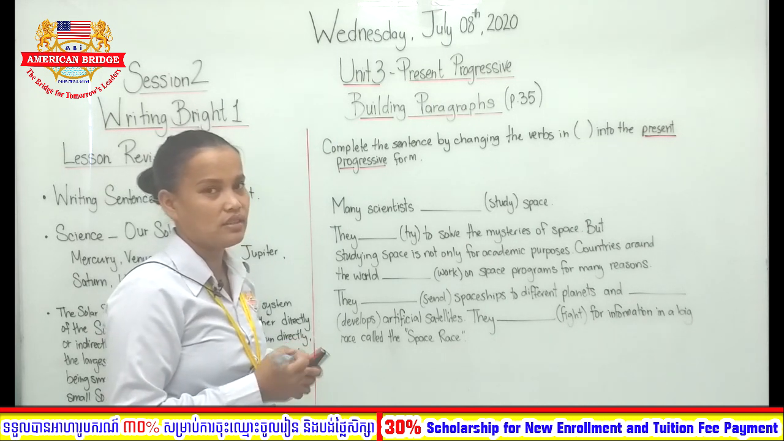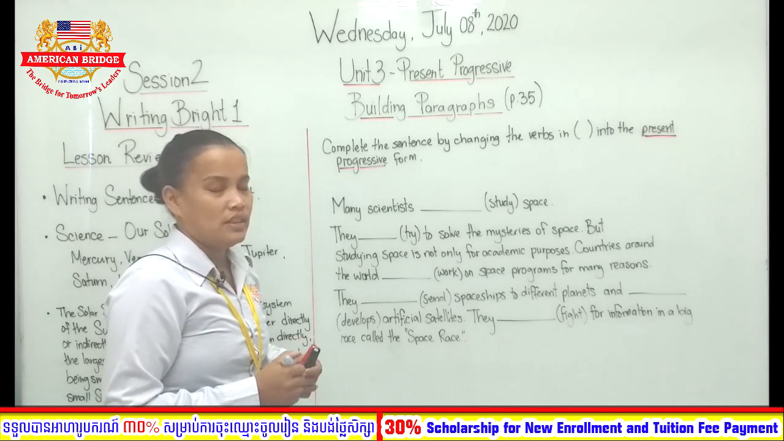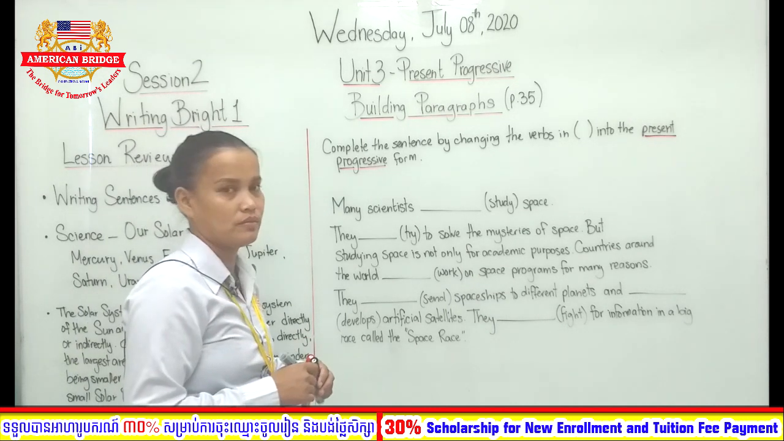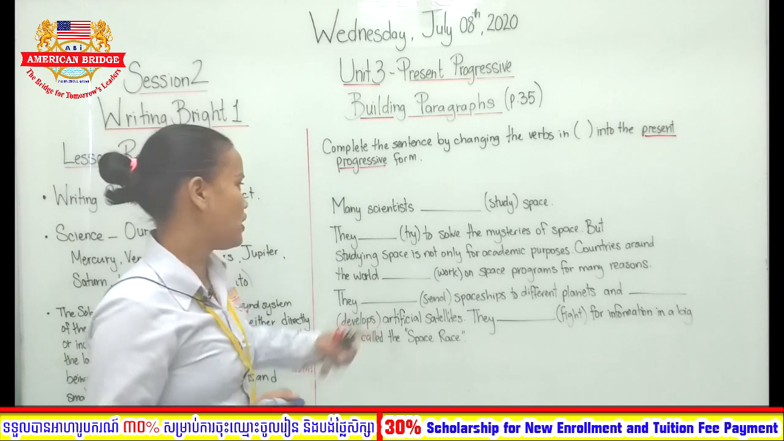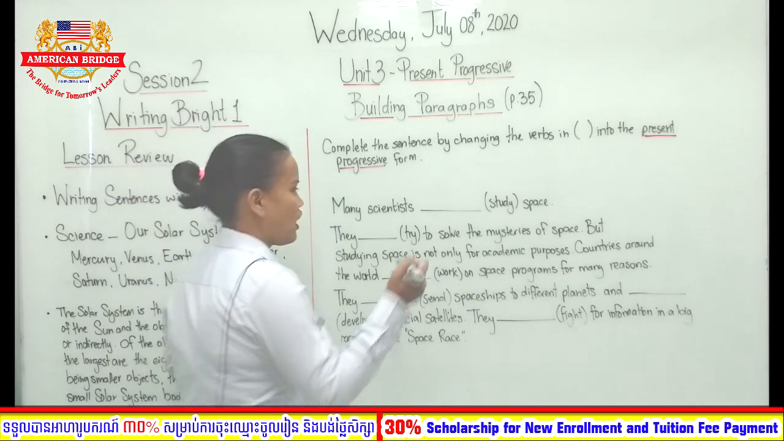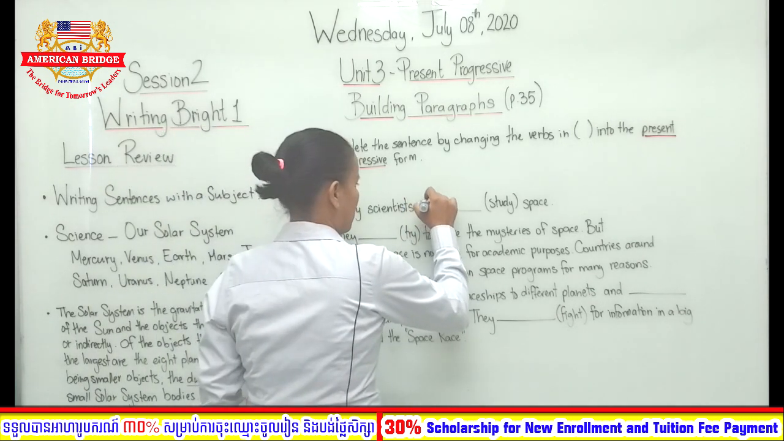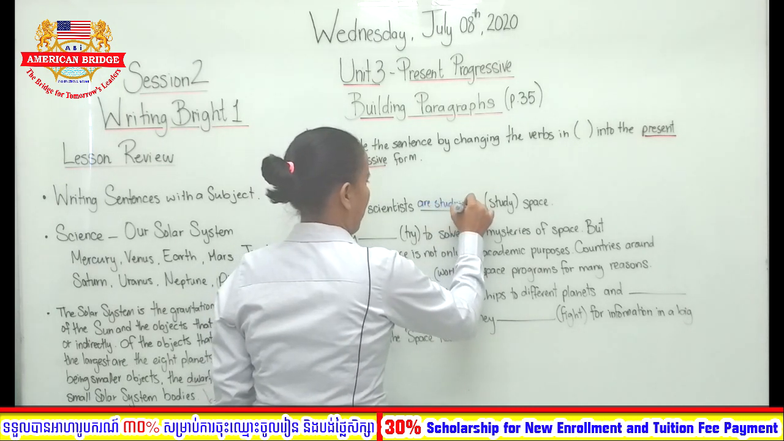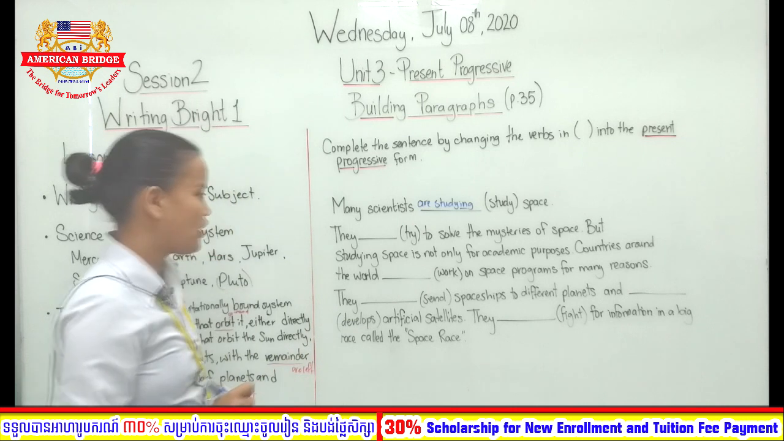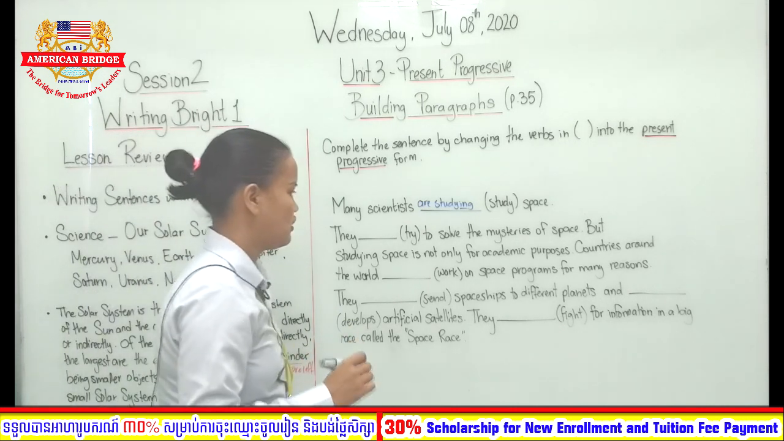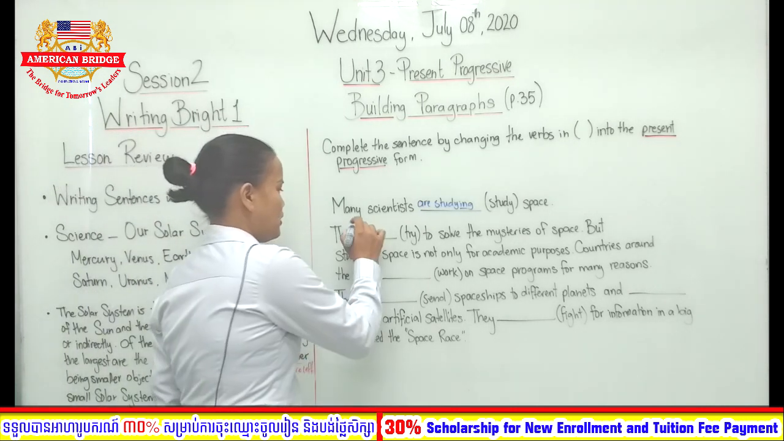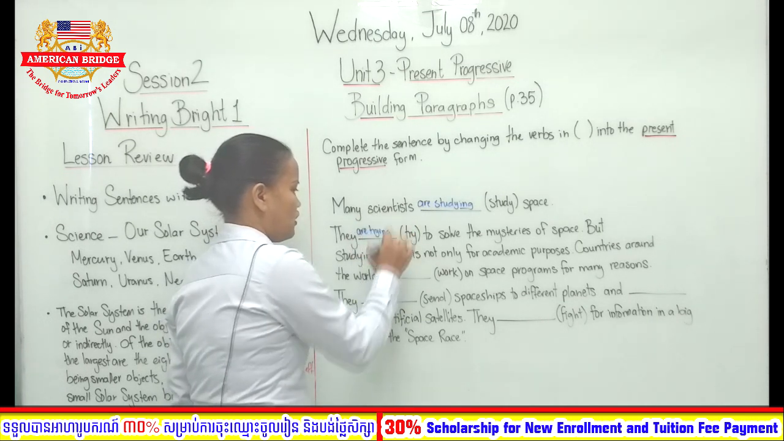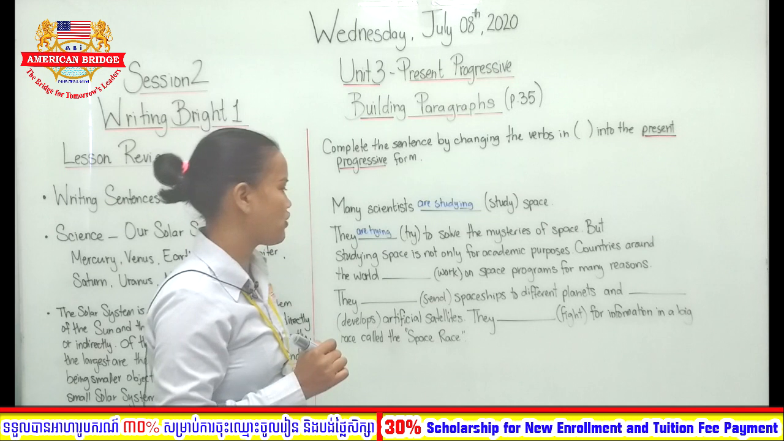Are or is? Is studying space or are studying space? Because if it's more than one, it becomes are. Are studying space. They, what? They are trying to solve the mystery of space.